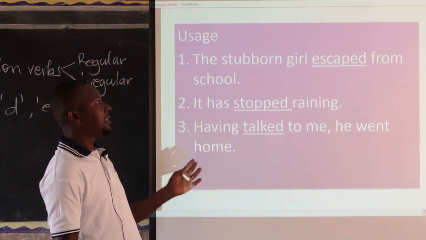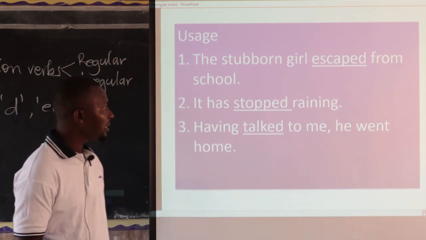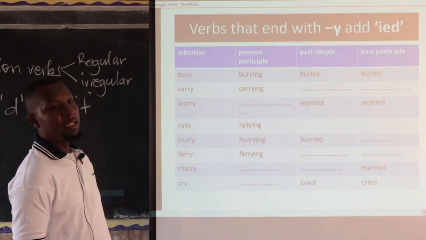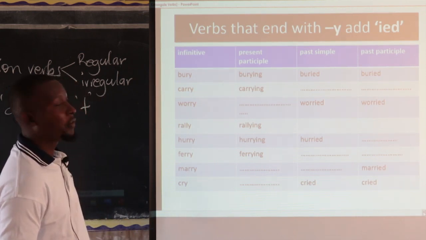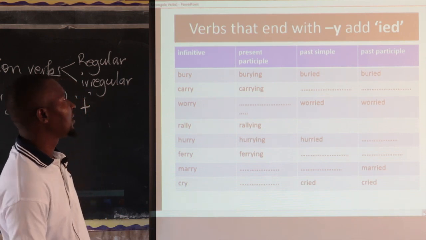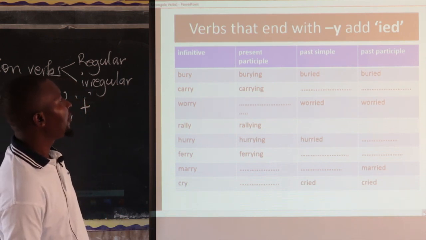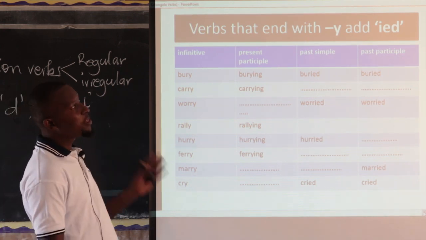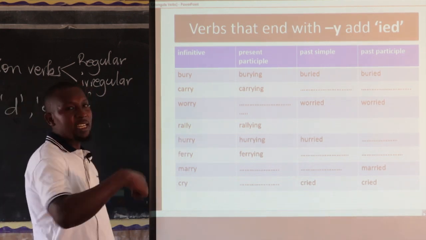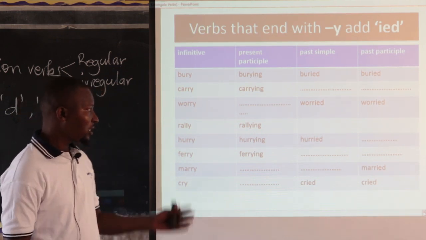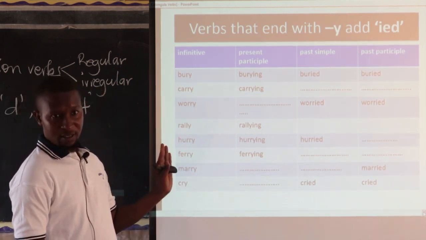So all these sentences are in the past and they show us that regular verbs can add D or ED to form the past simple or the past participle forms. Now, let us look at the verbs that end in Y, but they drop the Y, which changes to I, then we add ED. These are the most tested of the verbs, and they are tricky.